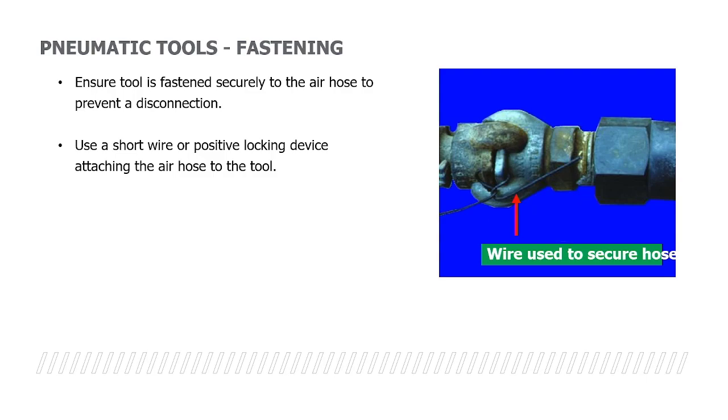And the other good example we do give you here in the little short sample that we show here on the screen is use a short wire or positive locking device attached to the hose and also to the tool. And basically what this does, it keeps the hose from blowing completely off and injuring an individual.